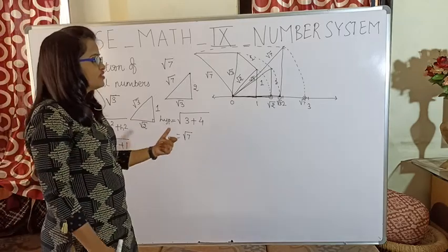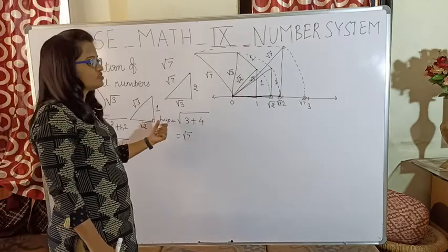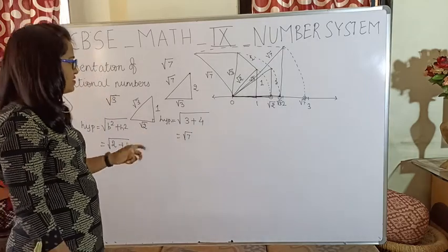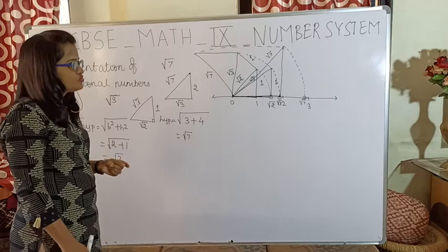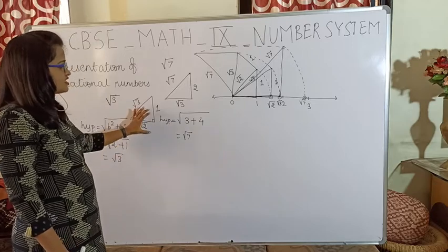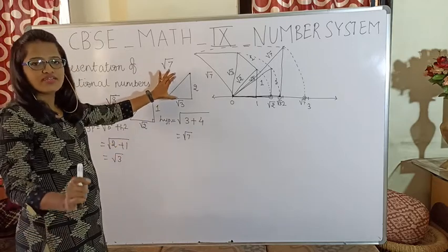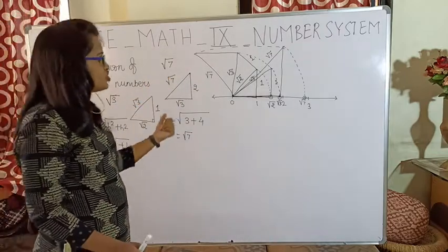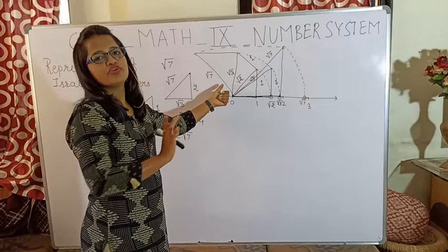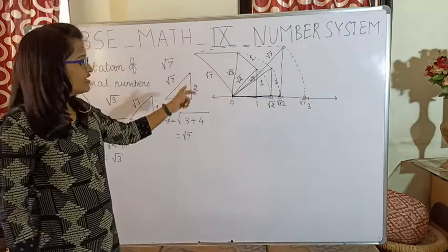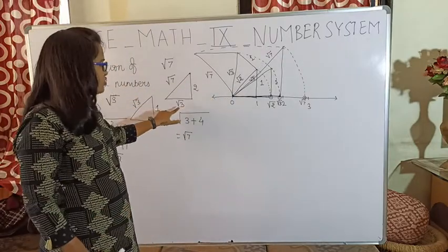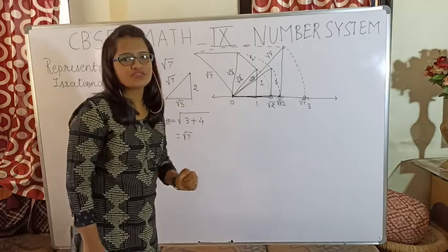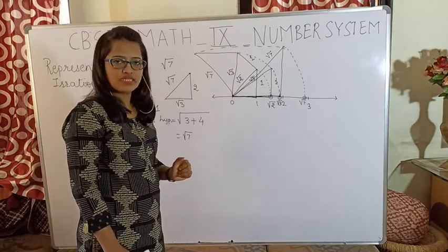So these are the different examples of representing irrational numbers on the number line. I hope you have understood how to represent. The concept is you have to draw a right angle triangle with the hypotenuse of the length of the irrational number you have to represent on the number line. To find that as the hypotenuse, you have to see what could be its base and height, and accordingly you will be constructing that right angle triangle on the number line.